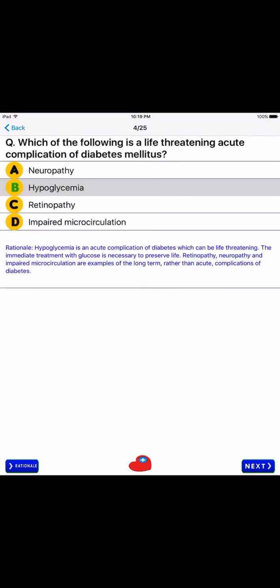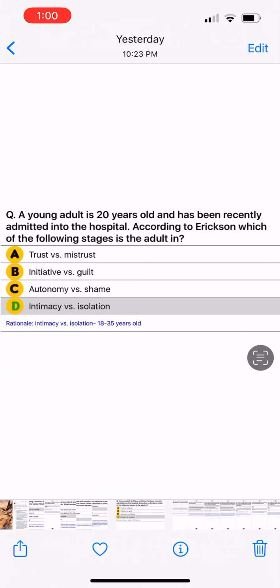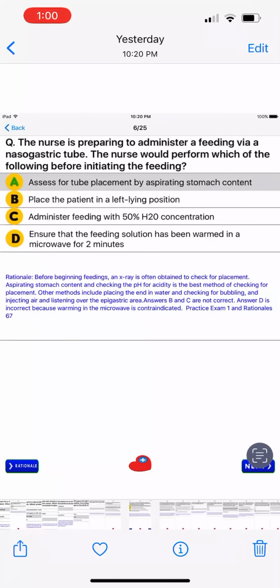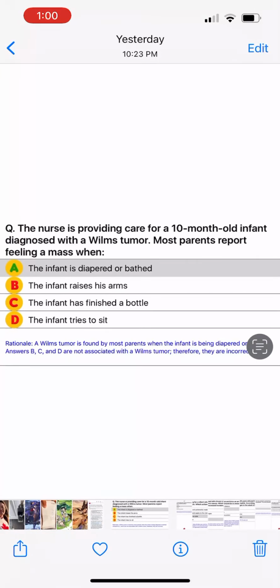Q. The nurse is providing care for a 10-month-old infant diagnosed with a Wilms tumor. Most parents report feeling a mass when: A. The infant is diapered or bathed. B. The infant raises his arms. C. The infant has finished a bottle. D. The infant tries to sit. Rationale: A Wilms tumor is found by most parents when the infant is being diapered or bathed. Answers B, C, and D are not associated with a Wilms tumor, therefore, they are incorrect.